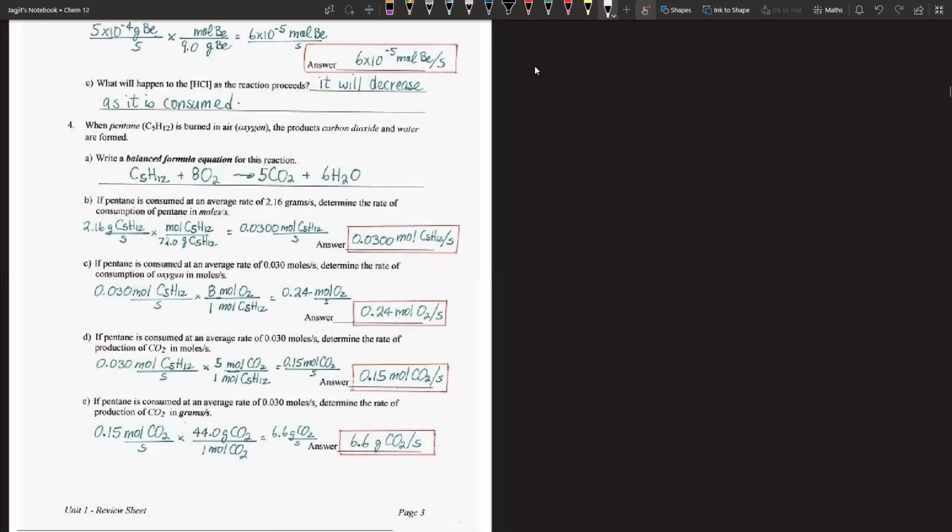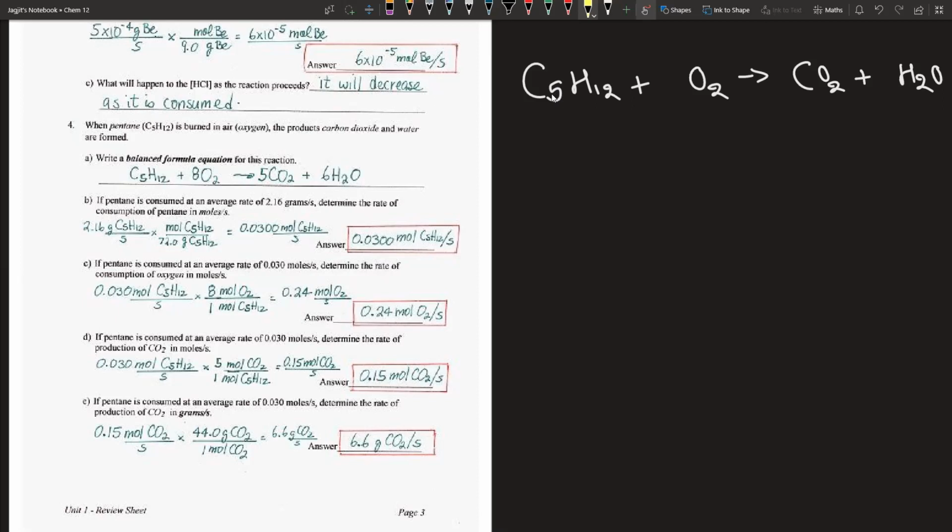The question says, when pentane, which is C5H12, is burned in air, it produces carbon dioxide and water. So C5H12, when you burn it in air, means when you mix it with oxygen. So you have C5H12, you mix it with oxygen, it gives you CO2 and H2O. First thing we need to do is balance this equation. That's all the question is going to say, so you're going to have to balance it out yourself.